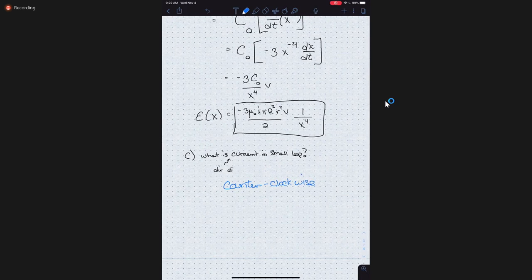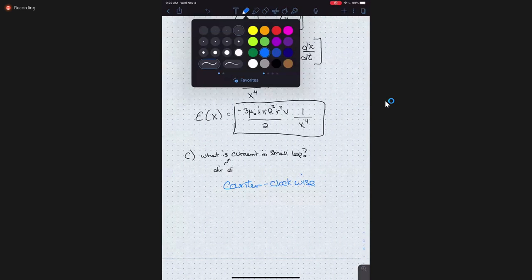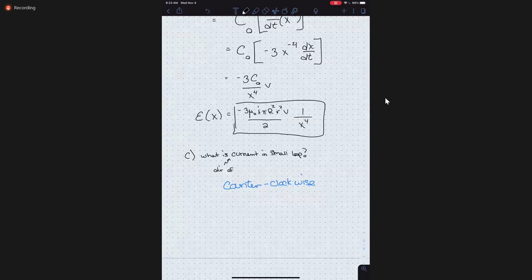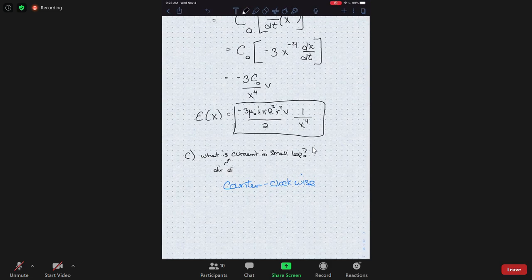I know Lenz's law can seem a little confusing. Does anybody have any questions regarding why this is counterclockwise? If not, that's okay. I can assume that you do understand, but if you don't, please don't hesitate to ask.